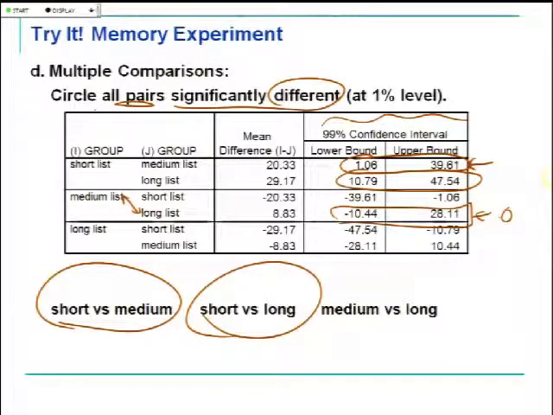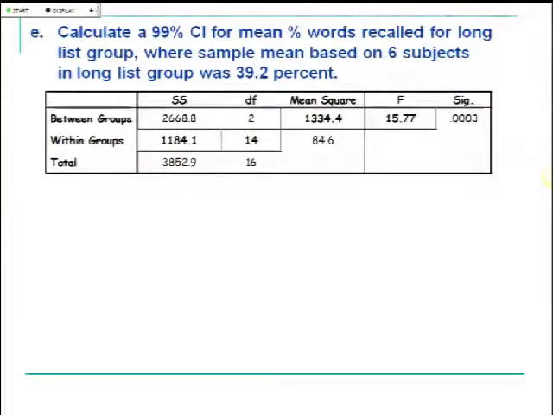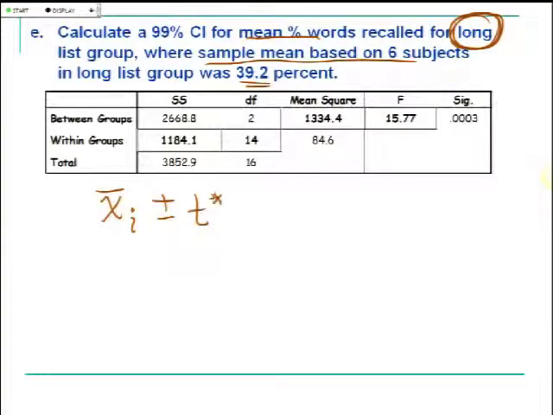All right, so we're asked to wrap up with a confidence interval for the percent of words recalled for those that were in the long list group, that third group. The sample mean was reported to us up in the summary at the top. 39.2% of the words were recalled on average for the long list group. So that's our sample mean, X bar. We want to do the confidence interval at a 99% level. The formula on our yellow card says use the particular X bar for that group. Go up plus or minus a T star. And then it's got SP over the square root of N sub I. That's what it looks like.